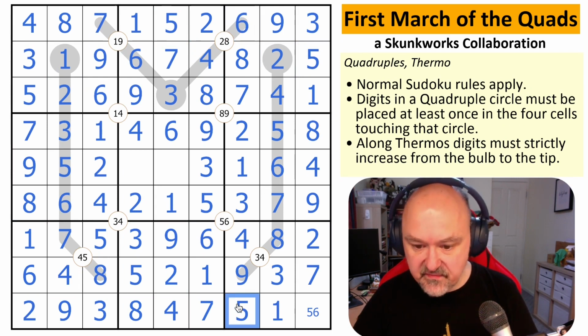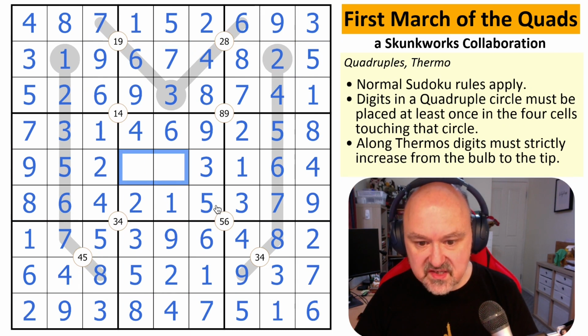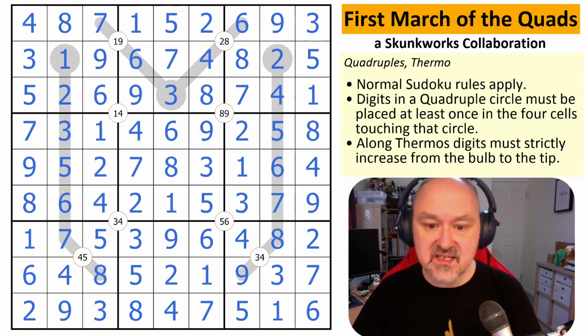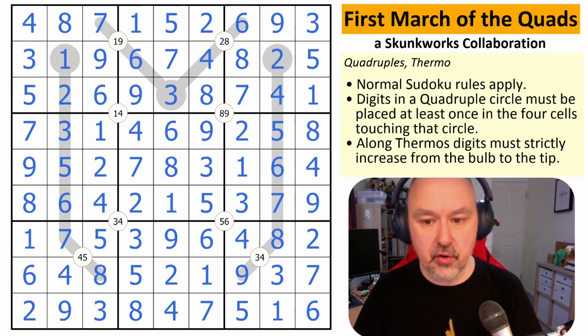The 6 makes this the 5 and this the 6, and all that's left is stuff in one box, and even Bremster shouldn't be able to mess that up. 7 and an 8 in the middle, and that is the first march of the quads.